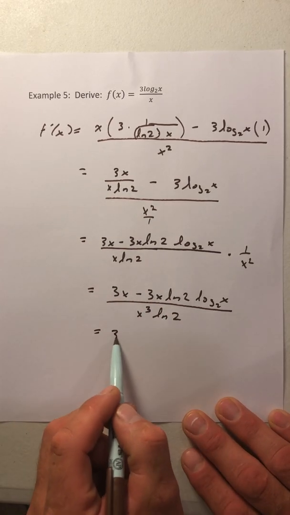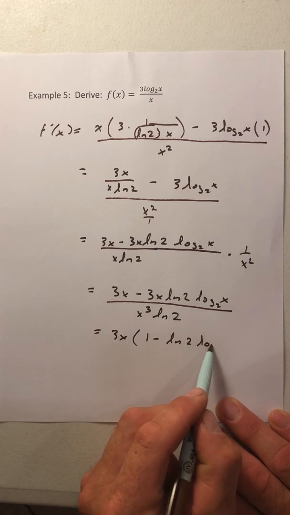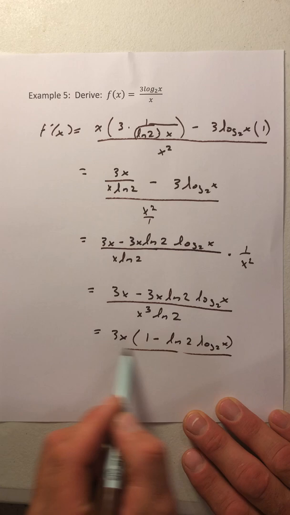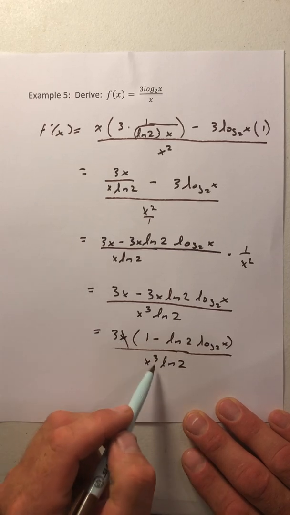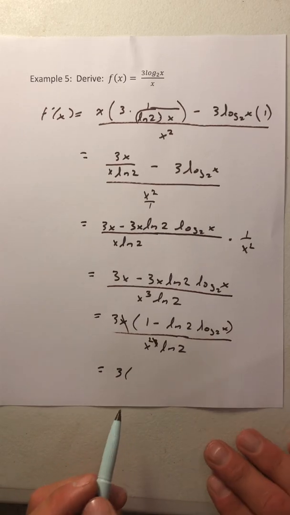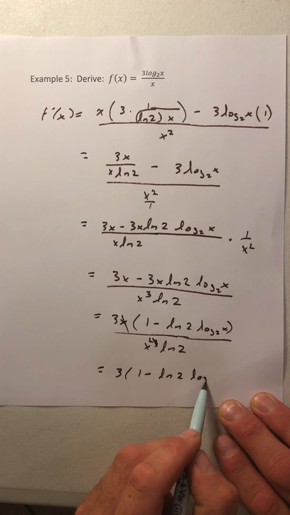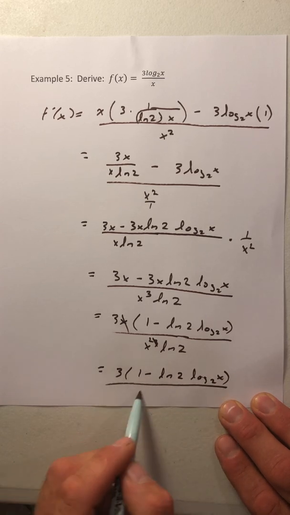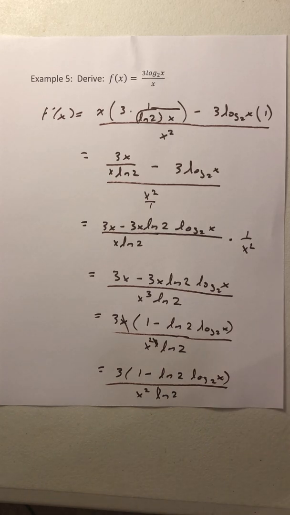We pull 3x out. So we get 1 minus the natural log of 2 log base 2 of x over x to the third natural log of 2. And an x will cancel. Yay! Something actually did clean up, didn't it? So we get 3 times 1 minus the natural log of 2 log base 2 of x over x squared natural log of 2. And that would be a nice, beautiful multiple choice answer, wouldn't it?